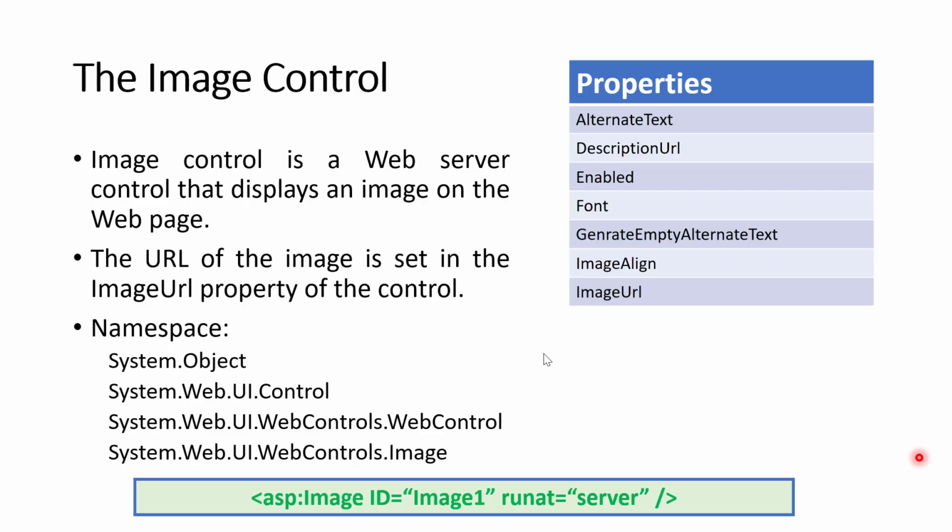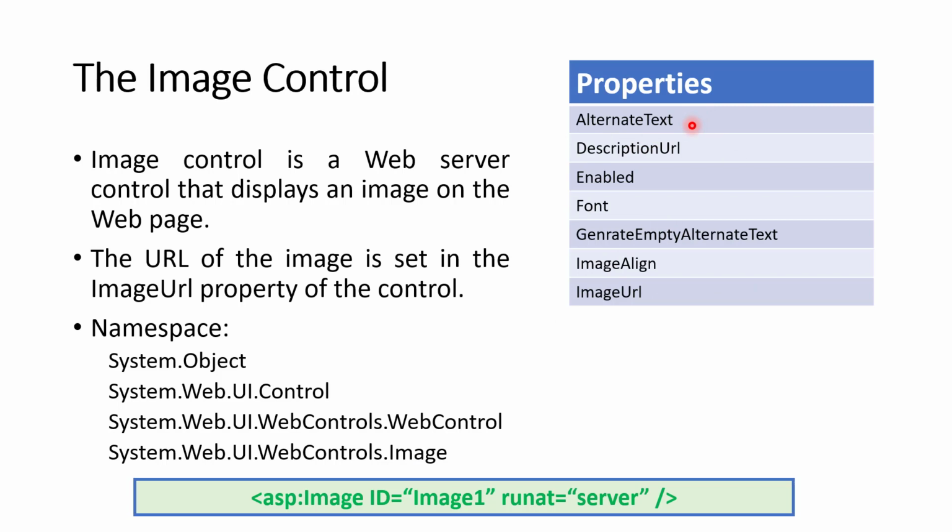Now we will discuss our last standard control, and that is the image control. Image control is a web server control that displays an image on the web page. The URL of the image is set in the ImageUrl property of the control. The namespace hierarchy for the image control is System.Object, System.Web.UI.Control, System.Web.UI.WebControls.WebControl, and System.Web.UI.WebControls.Image. We'll discuss some important properties of the image control.